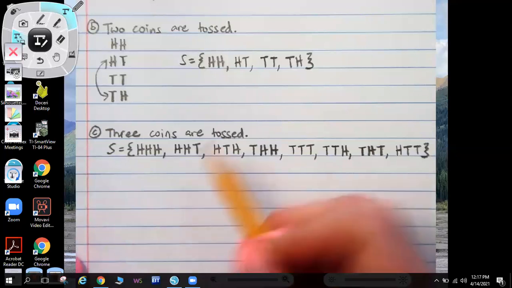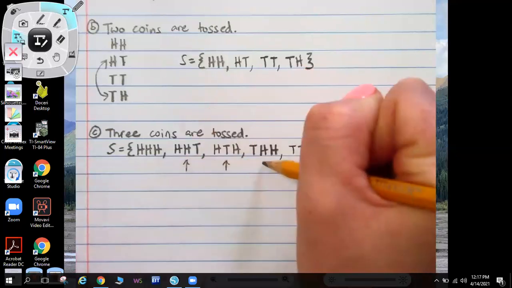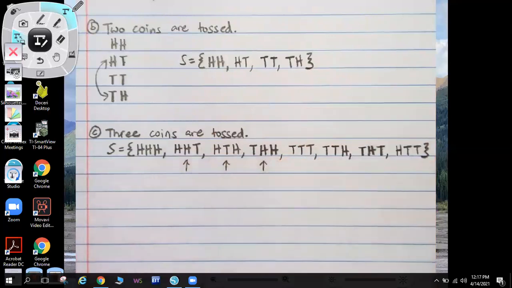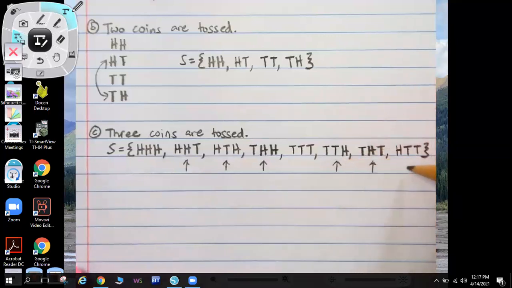So again, if we look, all three of these outcomes may look the same because we have two heads and one tails in all three of these, but the order matters. It's the same thing with these three. It's two tails and one heads, but it's a different coin that's landing on heads each time.